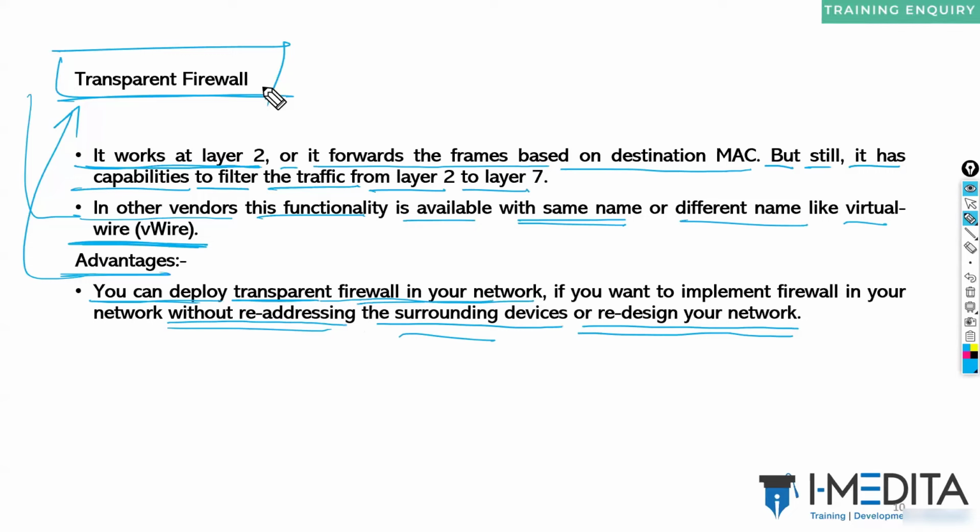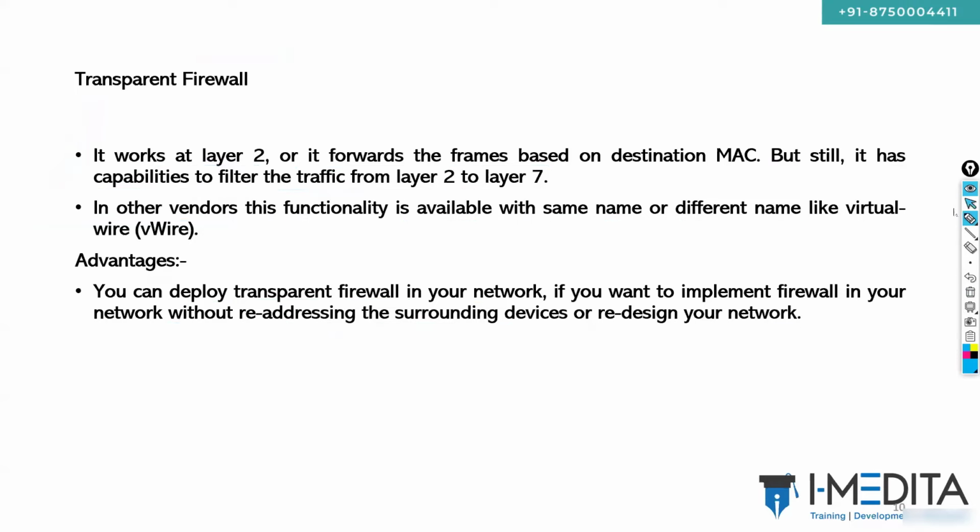If you can change the network, or if you can change the configuration, then you will not use transparent mode, because some features are not available in a transparent firewall. For example, dynamic routing is not supported, and VPNs are not supported. Clear? So this was something about transparent firewall.